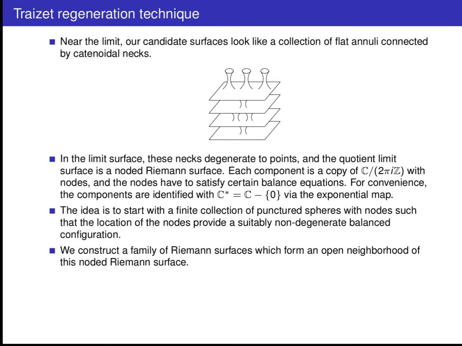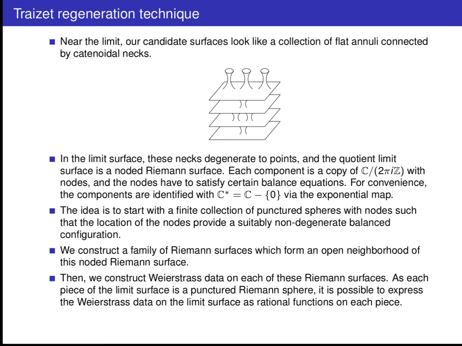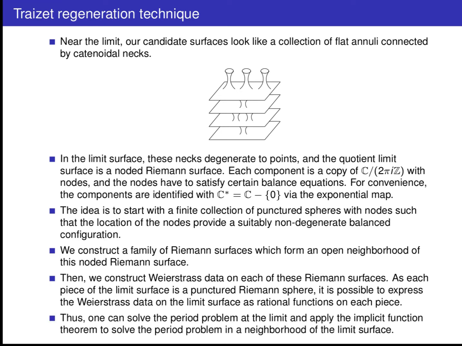We construct a family of Riemann surfaces which form an open neighborhood of the noded Riemann surface. Then we construct the Weierstrass data on each of these Riemann surfaces. As each piece of the limit surface is a punctured Riemann sphere, it is possible to express the Weierstrass data on the limit surfaces as rational functions on each piece. Dealing with rational functions makes solving the period problem much simpler. So we can solve the period problem at the limit, and apply the implicit function theorem to solve the period problem in a neighborhood of the limit surface. So that's the basics of how the Traizet regeneration technique works.